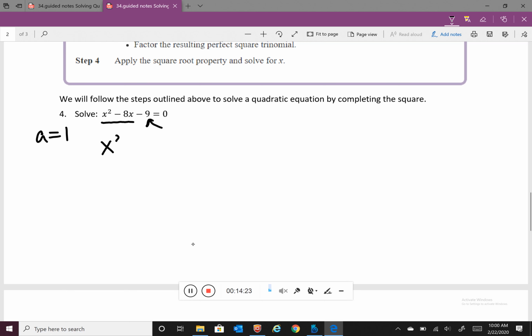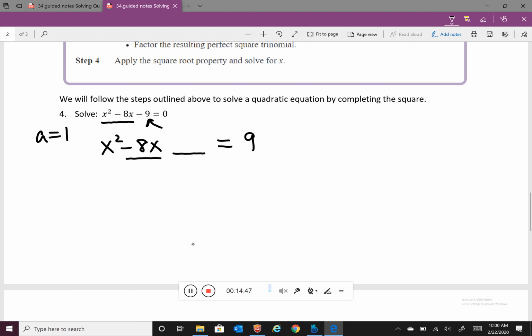And I'm going to leave a space so that we can complete the square. So x squared minus 8x, we're going to leave a space here so that we can complete the square, create a perfect square trinomial. But I want my constant on the other side, so I'm going to add 9. And now we're going to complete the square.